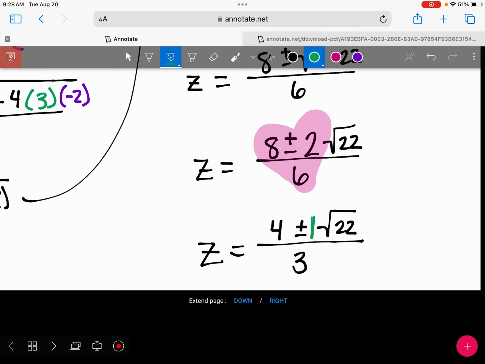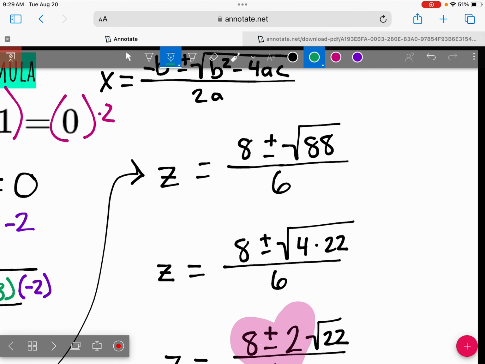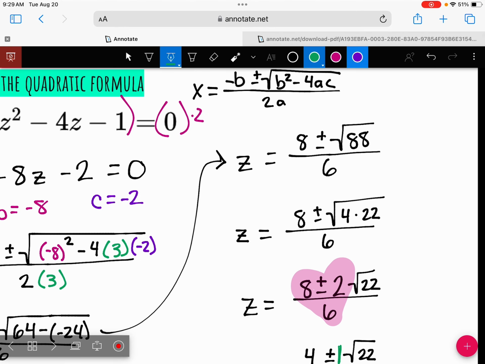Questions on this one? Yes, dear. Can you explain why you do the 88 to the 4 and 22? So I just split 88 up into things that multiply. I can split 88 up in a lot of different ways. I could split this up to be 1 times 88. I could do 2 times 44. I can do 4 times 22, not 5s, not 6s. I think our next one is going to be 8 times 11. And so it's just factors.